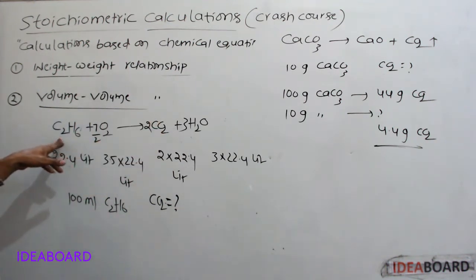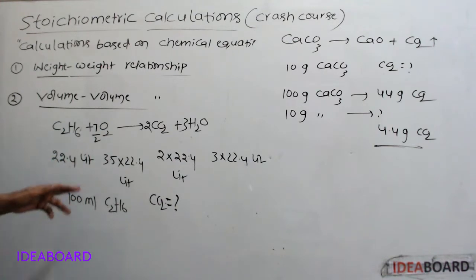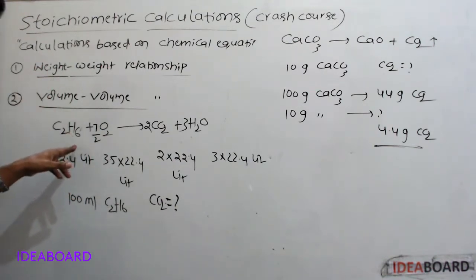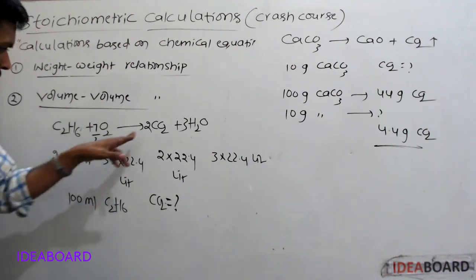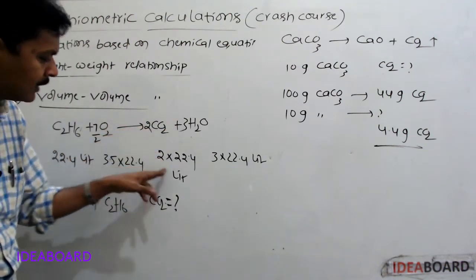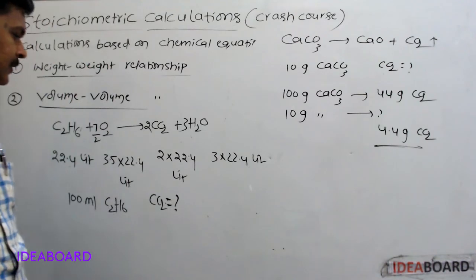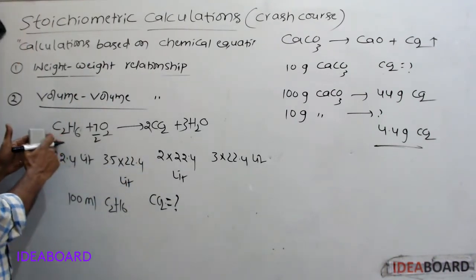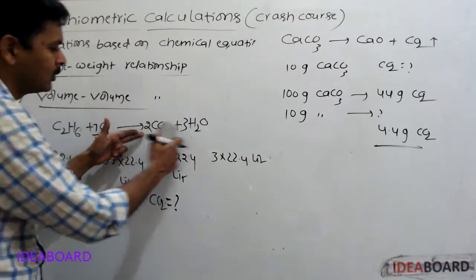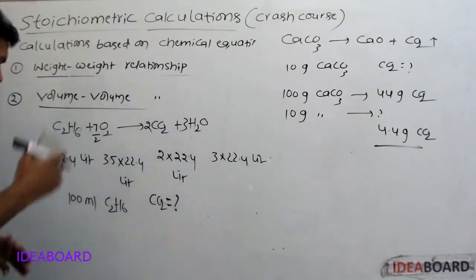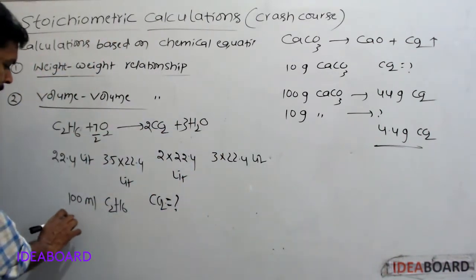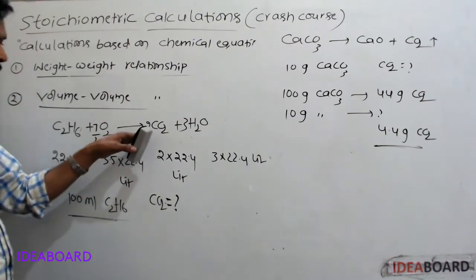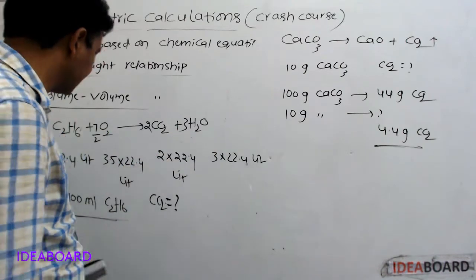1 mole of ethane means 22.4 liters. During the combustion of 22.4 liters of C2H6, 2 into 22.4 liters of CO2 gas is liberated. For 1 mole, 2 moles. During the combustion of 1 mole of ethane, 2 moles of CO2 is liberated. We should calculate, during the combustion of 100 milliliters of C2H6, how many milliliters of CO2 is liberated?